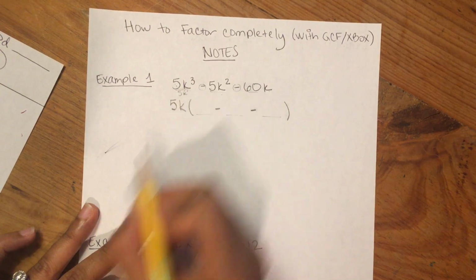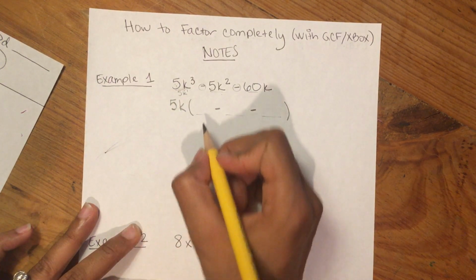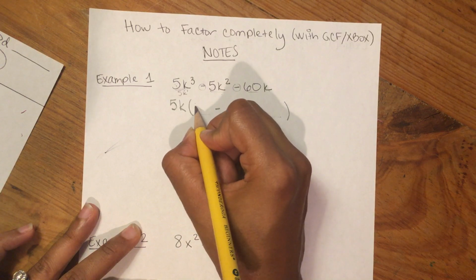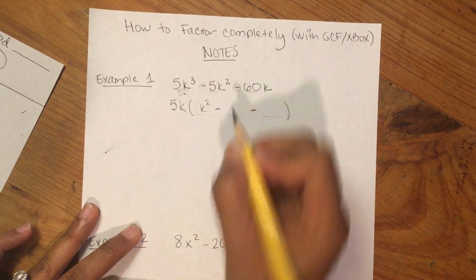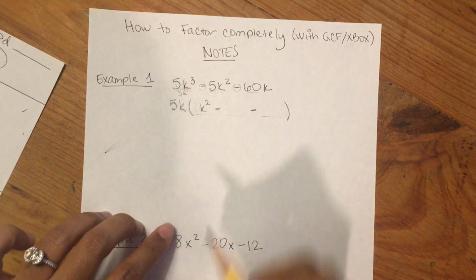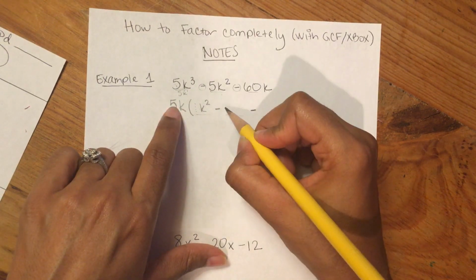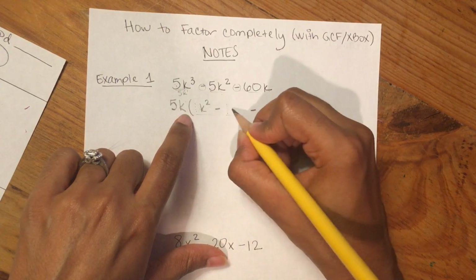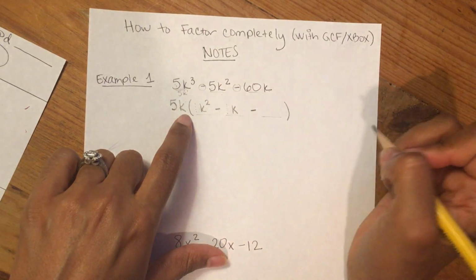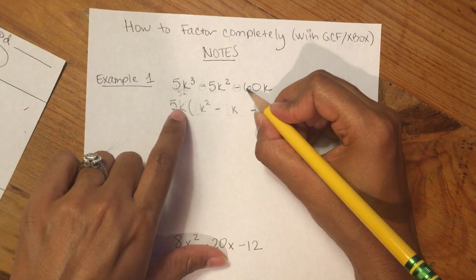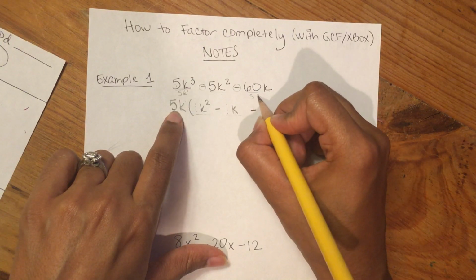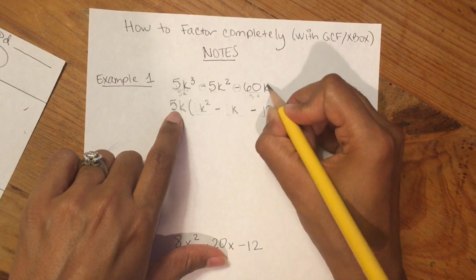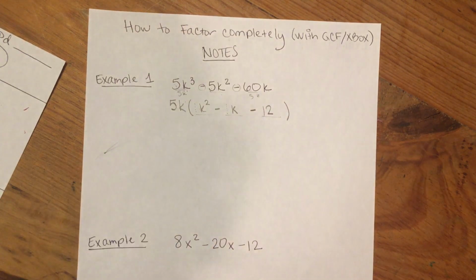3 take away 1, remember subtraction rule, is 2. So basically I've got a 1, which is invisible, with a k squared. Okay, next. 5 divided by 5, just 1, those are invisible. K squared minus k to the first power is just k. All right, and then 60 divided by 5 is 12, and the k's cancel here, no k's remaining.